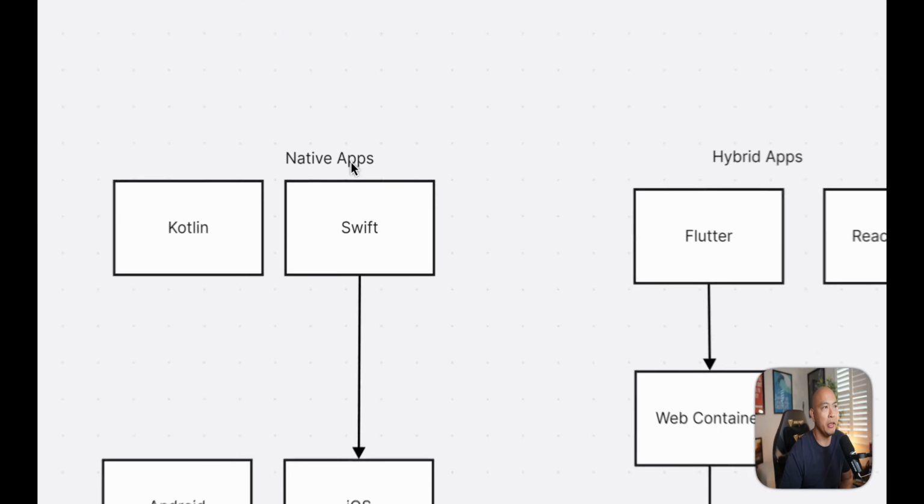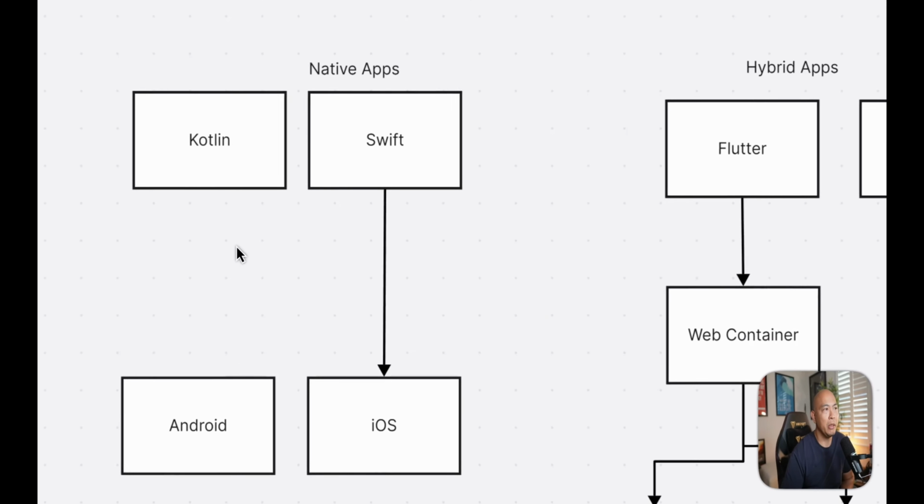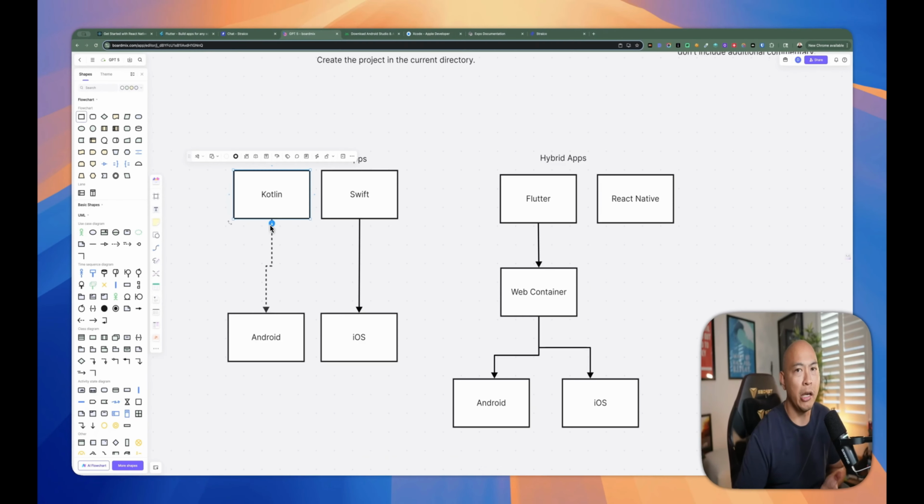So let's quickly talk about two different ways that you can build a mobile application. The first one is a native app. Typically when you're building native apps, you're going to be targeting a specific platform, either Android or iOS. For Android, you're going to be using Kotlin or Java.